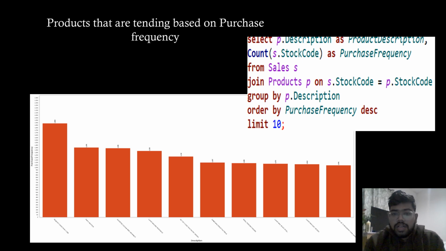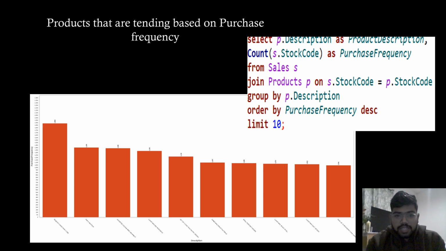Here we just select the description of the product from the product table and the count of how many stocks of each product have been delivered or sold from the sales table. Now we are joining the product table and sales table using the stock code, and we are grouping it by description because we need to know the quantity sold of each product. We are ordering it by purchase frequency in descending order, because we need the highest purchase frequency. So these are the top 10 products, with the highest purchase frequency.